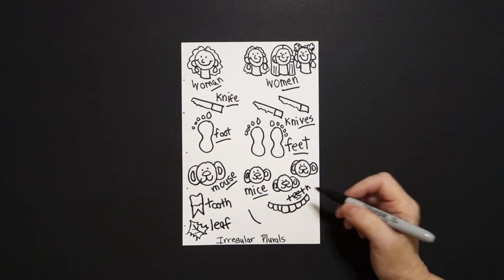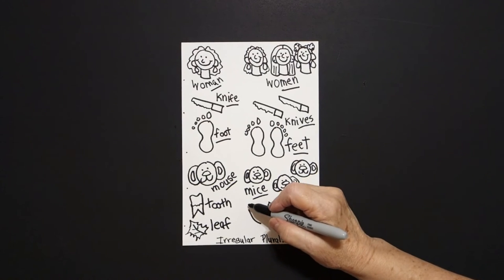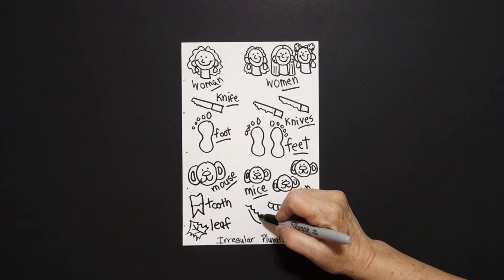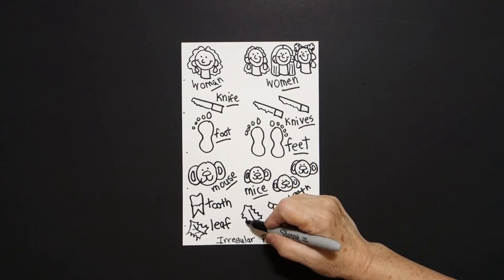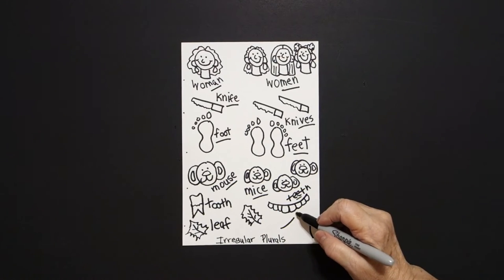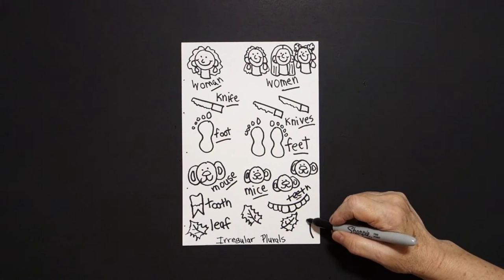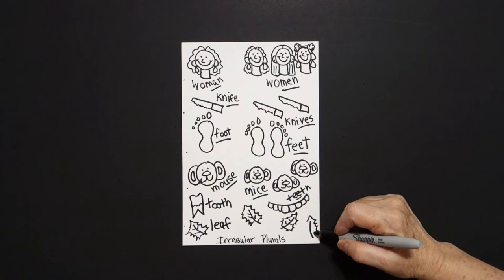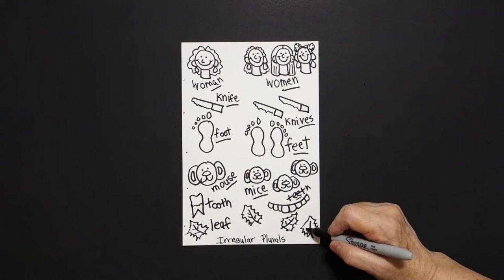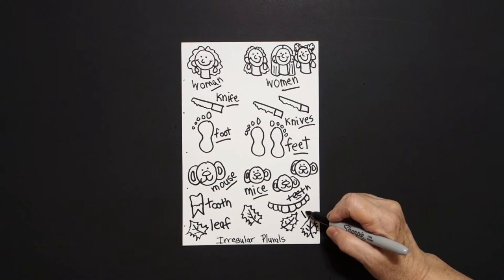Now over here, just draw 1, 2, 3 curve lines. Start at the top. Curve line out, in. Curve line out, in. 1, 2, 3. Come over here. Curve line out, in, curve line out, in, 1, 2, 3, one more. Curve line out, in, curve line out, in, 1, 2, 3. Now my leaf has turned into leaves.